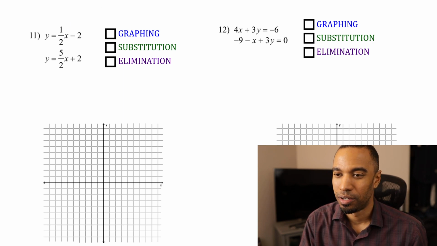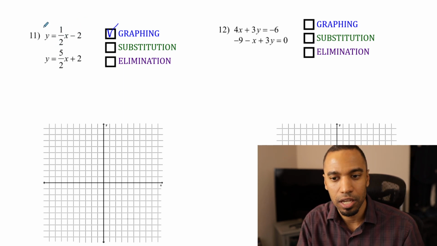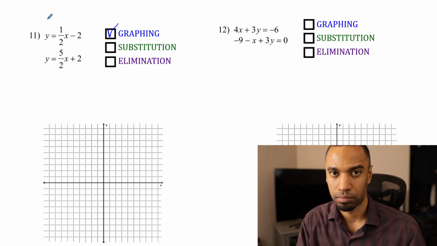Okay. I do want to graph this one, and I think I solely want to graph this one. When there are fractions and you can graph, just go with it. Yes, I could multiply these equations by 2, get rid of the fractions, and do substitution. I could.